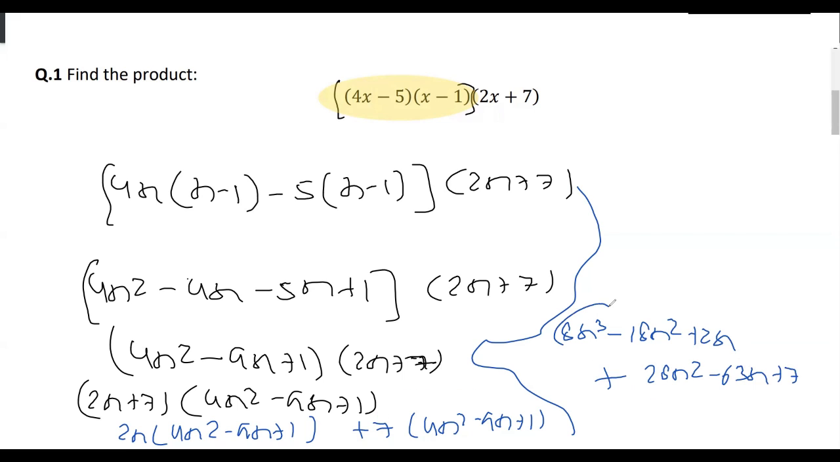Now, as you can see, the highest power is 8x cube with no other like terms. And these two are like terms. So minus 18 and plus 28 should give you positive 10x square. Similarly, positive 2x and negative 63x will give you negative 61x plus 7. So this is going to be our final answer for the product.